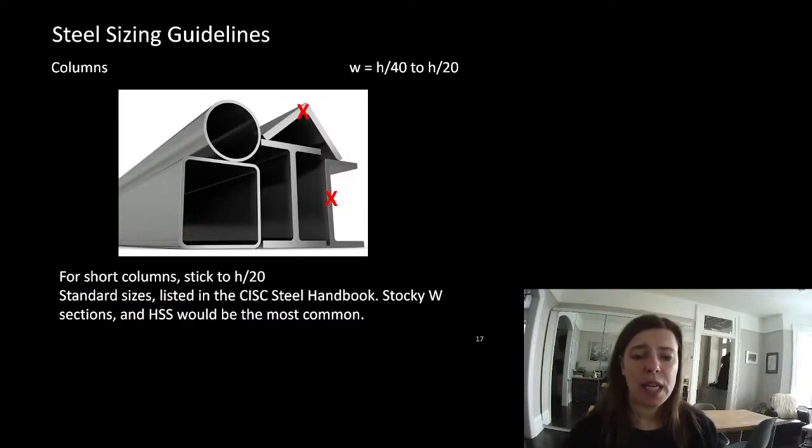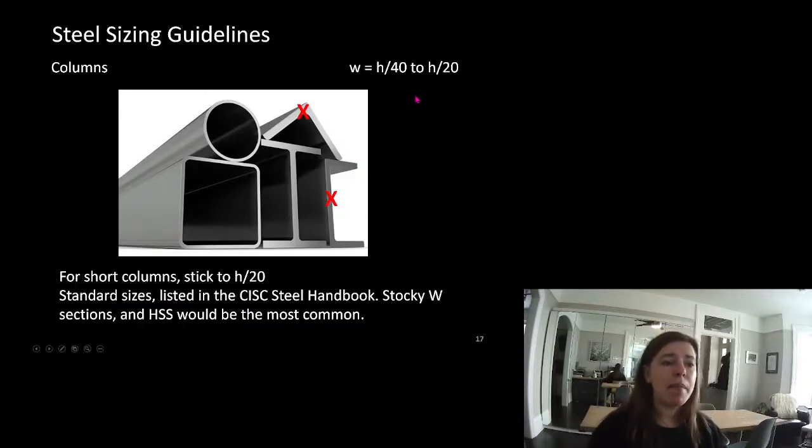Okay, columns. The only interesting thing about columns is we wouldn't use angles or channels. We might use an I section. Often, unless I tell you, probably use an HSS. Sometimes you might want to show both as an option. HSSs are just a pretty good kind of normal way to draw your columns.